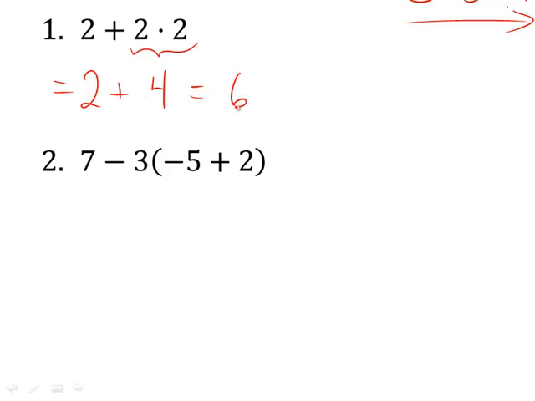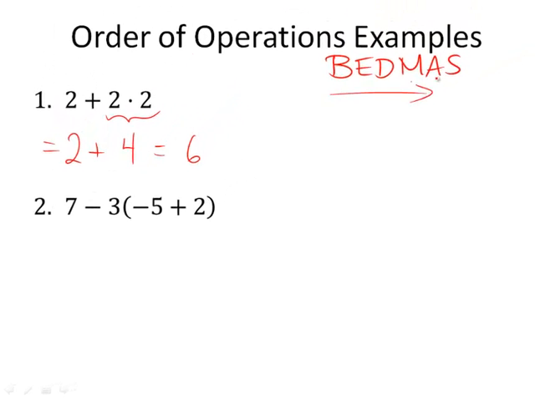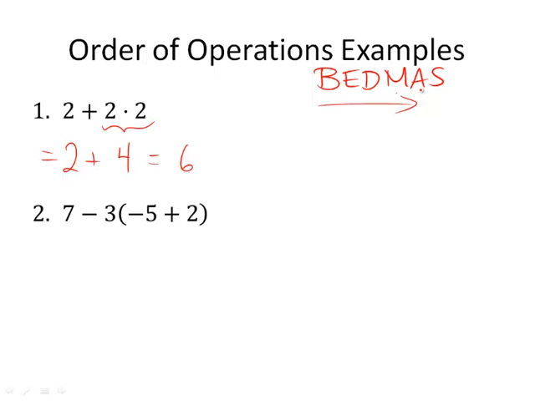That gives us 6. Because now we can do the addition after the multiplication has been complete. You can imagine if you just went left to right here, you would have gotten 2 plus 2, which is 4, times 2, which is 8, which is completely different. So following the order of operations will ensure that you're following what the person writing the equation meant.